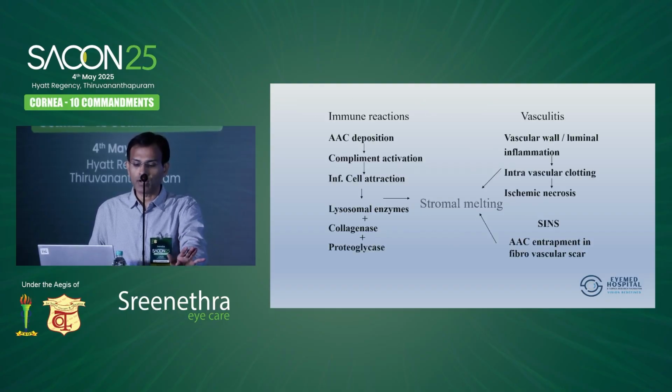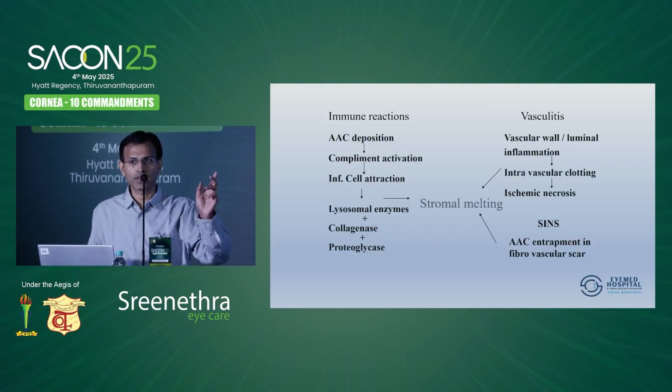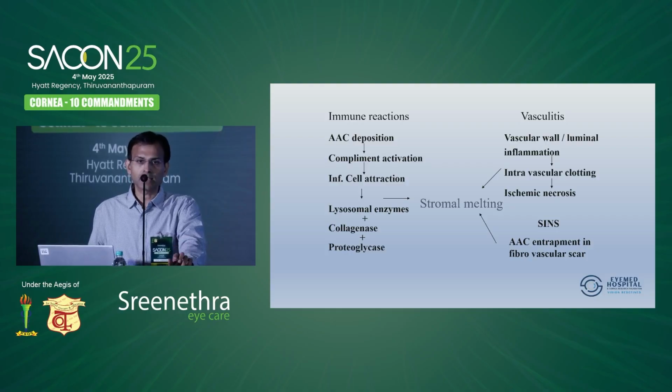Just the pathophysiology: when an immune reaction occurs, there is antigen-antibody deposit, complement activation, and cell attraction, and this causes lysosomal enzymes and collagenase proteins to be released, and this causes stromal melting. In vasculitis, sometimes vascular wall inflammation occurs, causing intravascular clotting, ischemic necrosis, and again melt. And in SINS, surgically induced necrosis, when you do a procedure there is fibrosis and an antigen-antibody complex entrapment in that, and that's why you get a stromal melt.